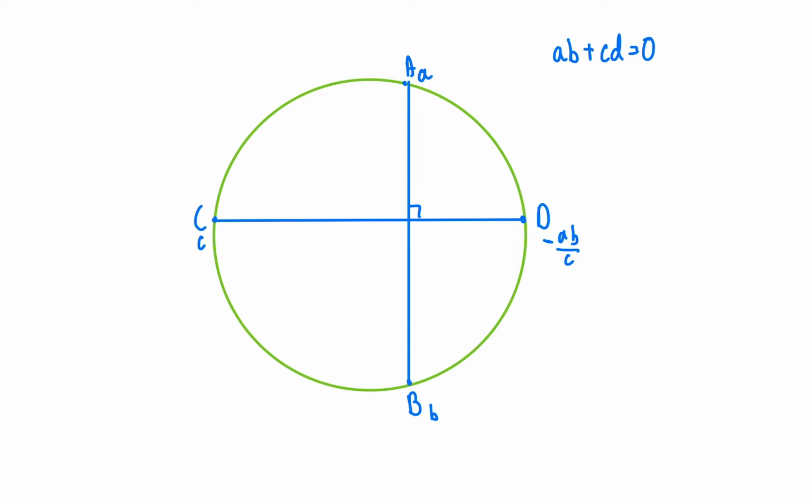Okay, so that's a useful thing to know, and try proving this as an exercise with the collinearity condition that we'll discuss later in this video. Okay, so that's good. So now let's move on to parallel.